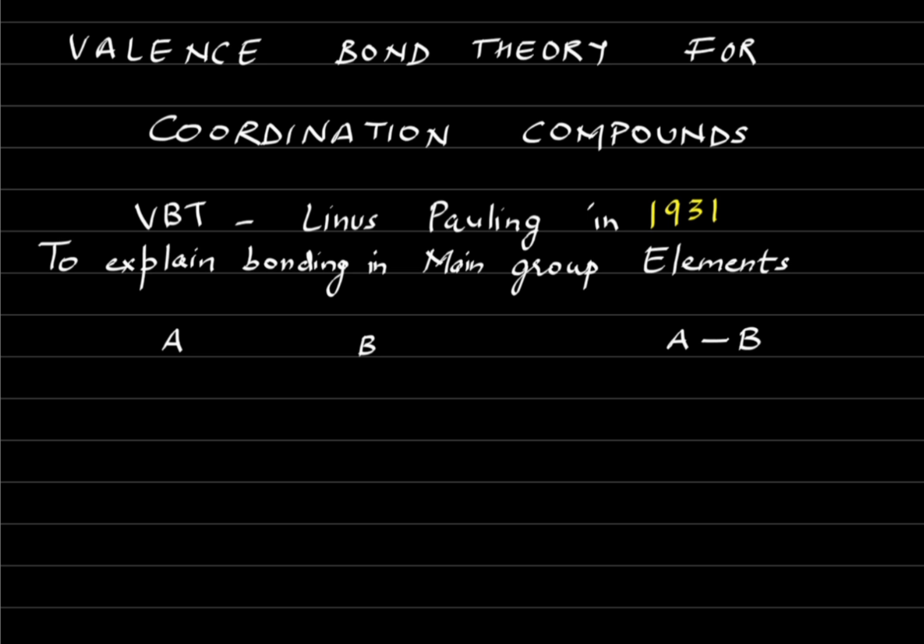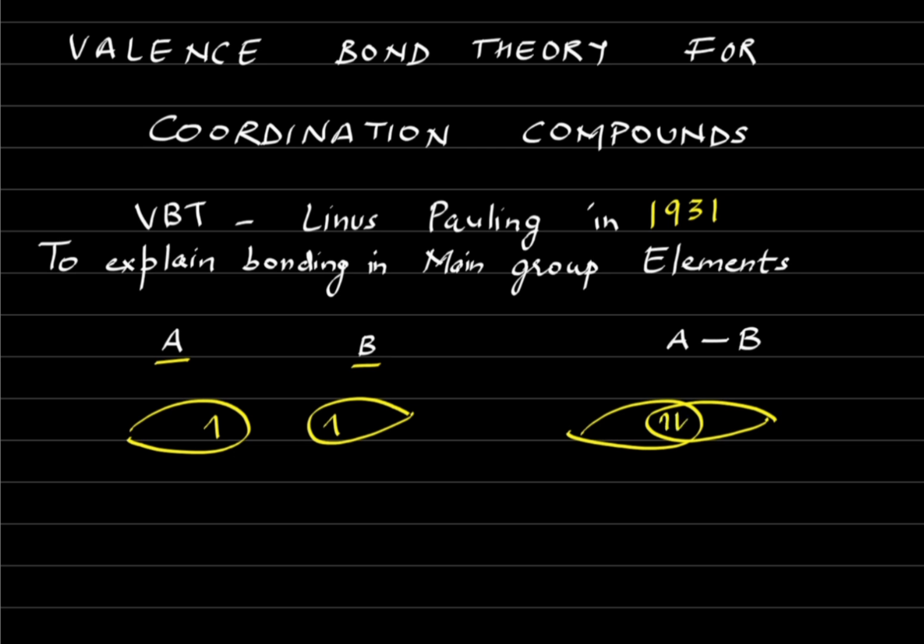So, the basic idea behind the theory was that if atom A and atom B were to form a covalent bond between them, their half-filled orbitals must overlap, like this. Now, this theory worked nicely to explain shape of molecules for main group elements, but it couldn't be applied directly or as it is to coordination complexes.